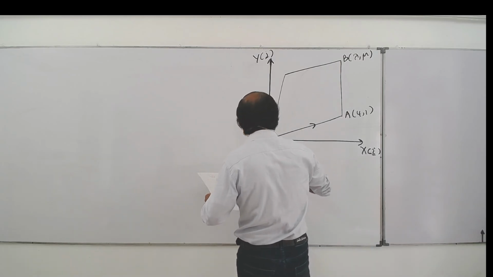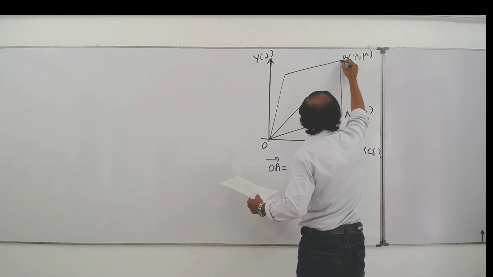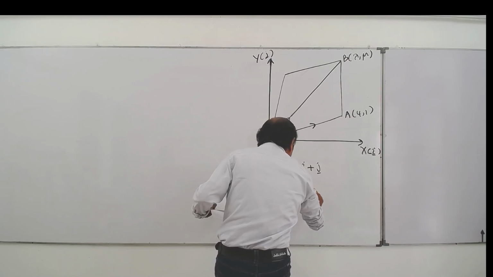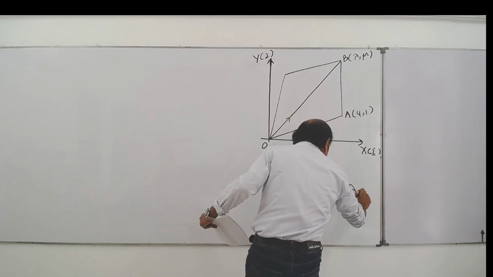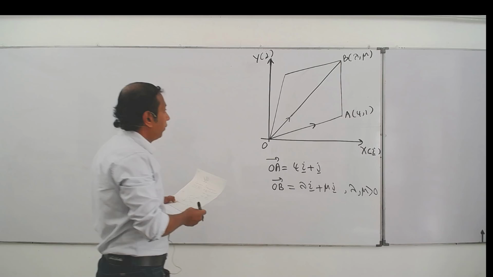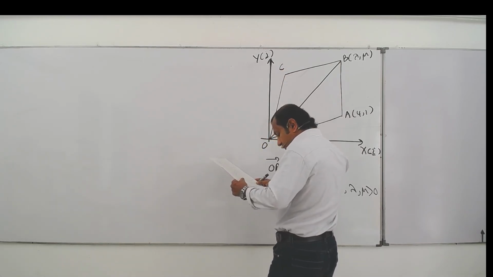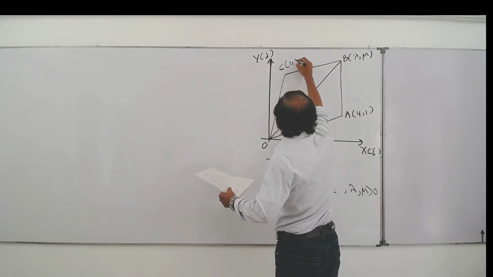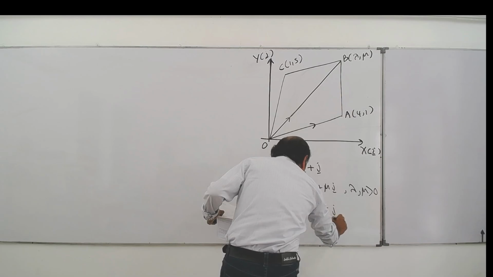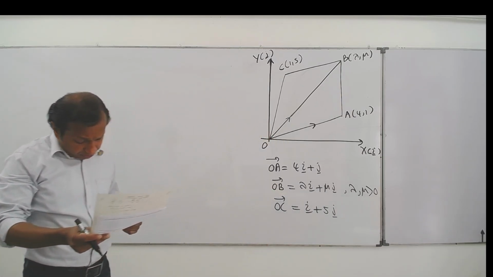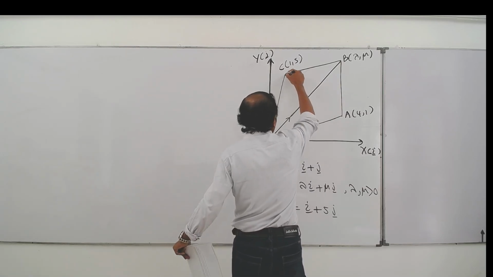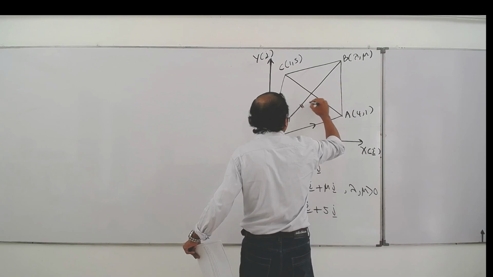The OB vector is given as lambda i plus mu j. We are given both lambda and mu positive. Therefore, that point should be in the first quadrant. C has the coordinates (1, 5) because C is i plus 5j. Okay. What's it asking there? The diagonals of the quadrilateral OABC are equal in length. This means OB length and AC length are equal. Right.